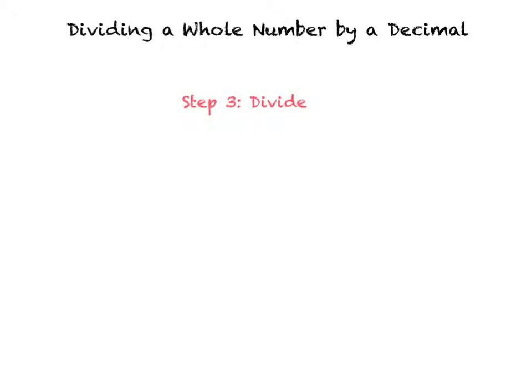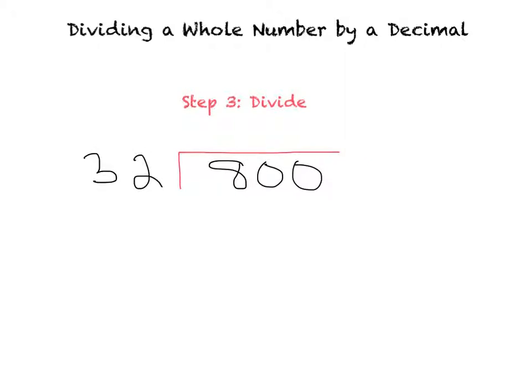Step 3 is our final and funnest step yet, and that is to just divide. What you're going to do is take your answers from step 2 and turn them into a problem. So let's do that. I'm going to build my house. Look at my pretty house. It's in red. I'm going to put 800 in the middle, under the house. Give it a roof. Then on the outside is my divisor, which is 32. And now I go ahead and I divide, just as normal.